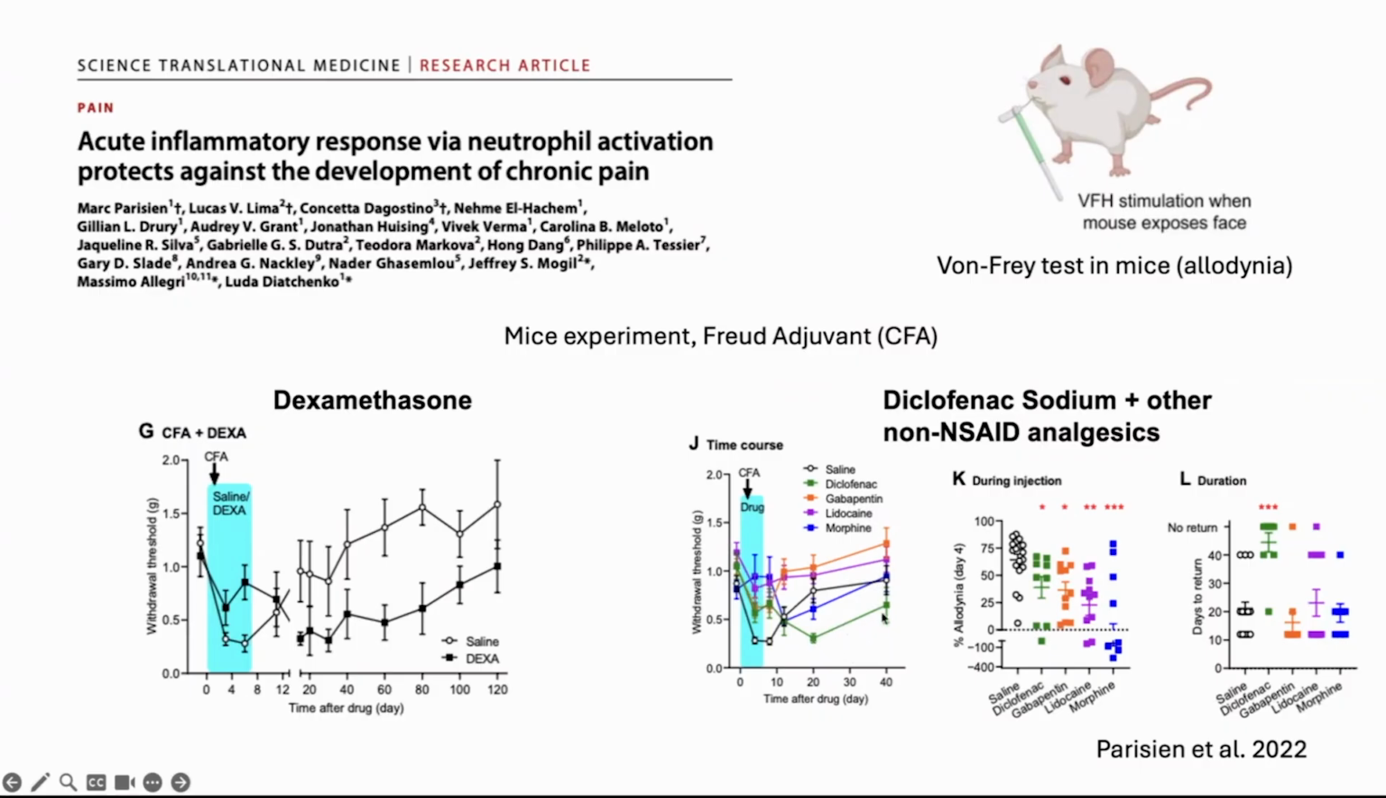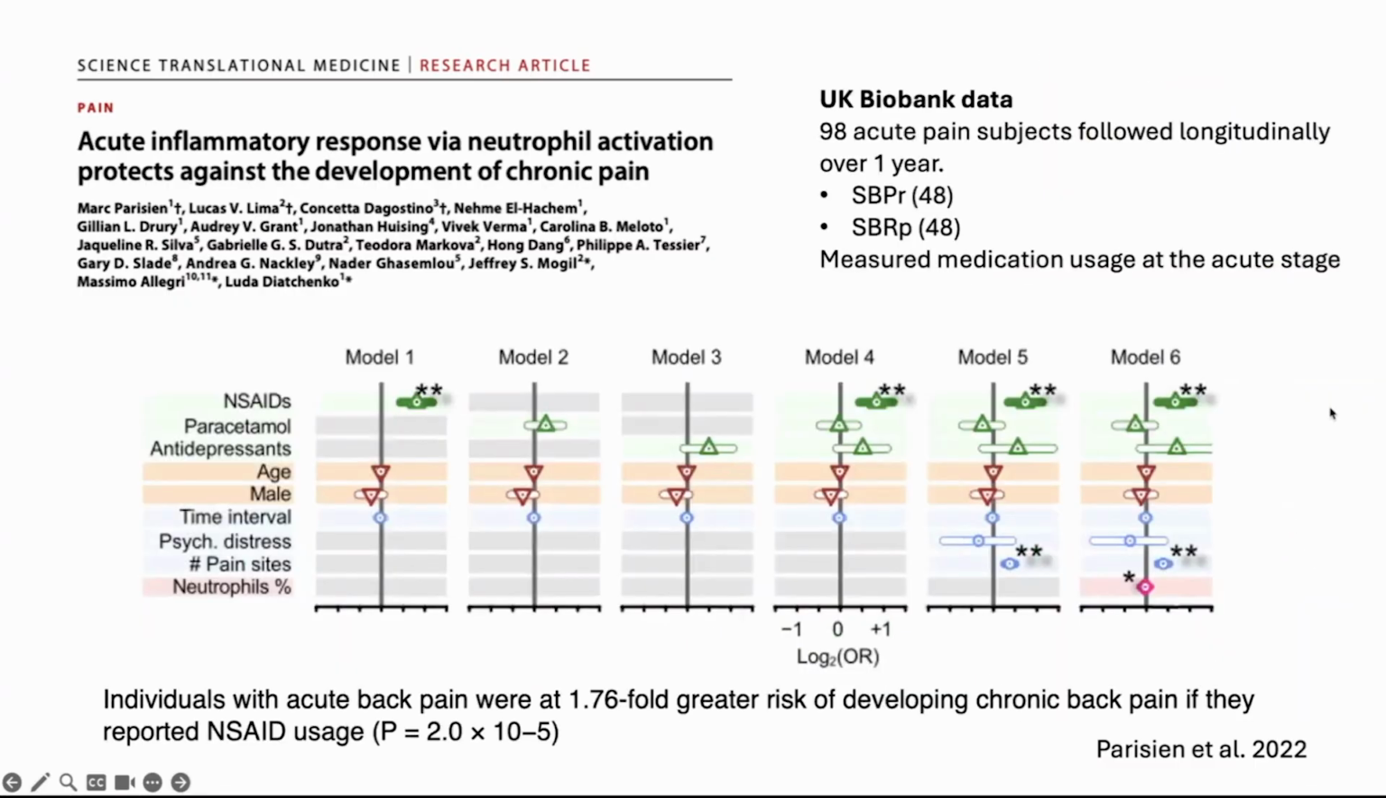But then the mice that received the NSAID, which are the mice here represented in green, were by far worse off after 20 days. And then to further drive this point home, the authors actually looked at a big data set called the UK Biobank, and they identified 98 subjects that had acute pain and that were followed longitudinally over 1 year. So half of these subjects reported no pain after 1 year, while the other half reported significant pain, and the authors actually looked at the medication usage during the acute stage to again see if it could predict the outcomes 1 year later.